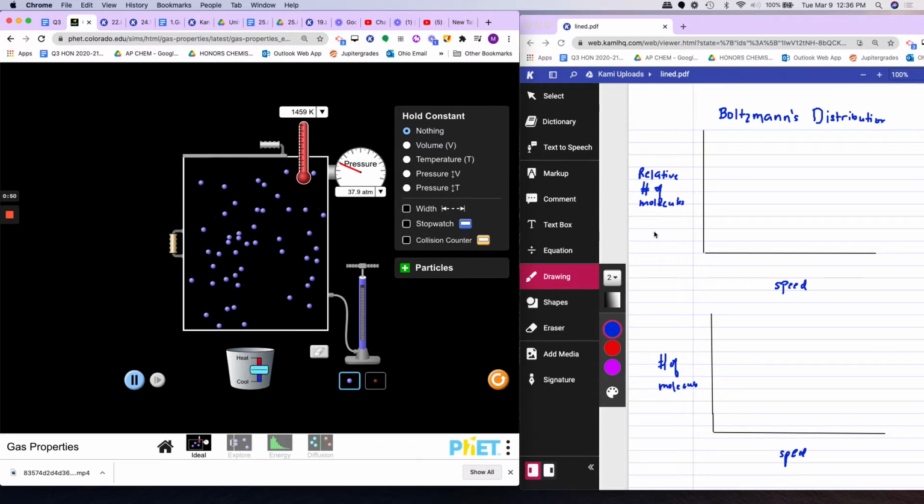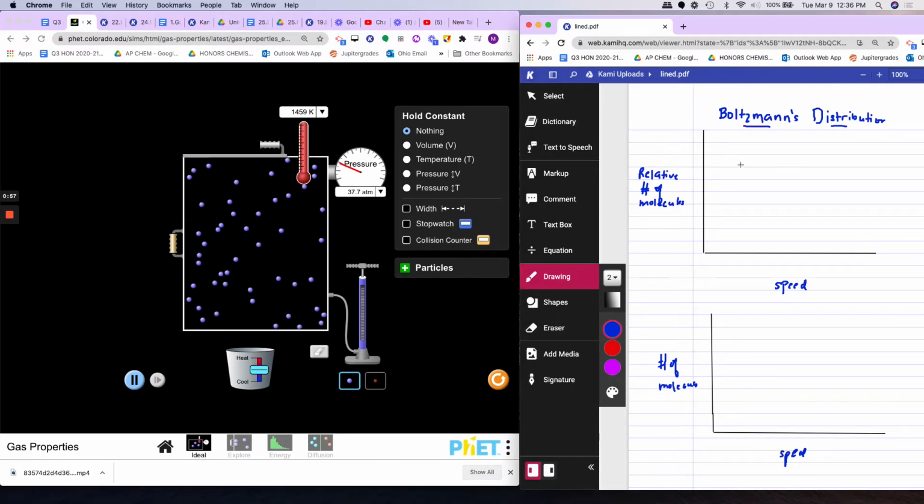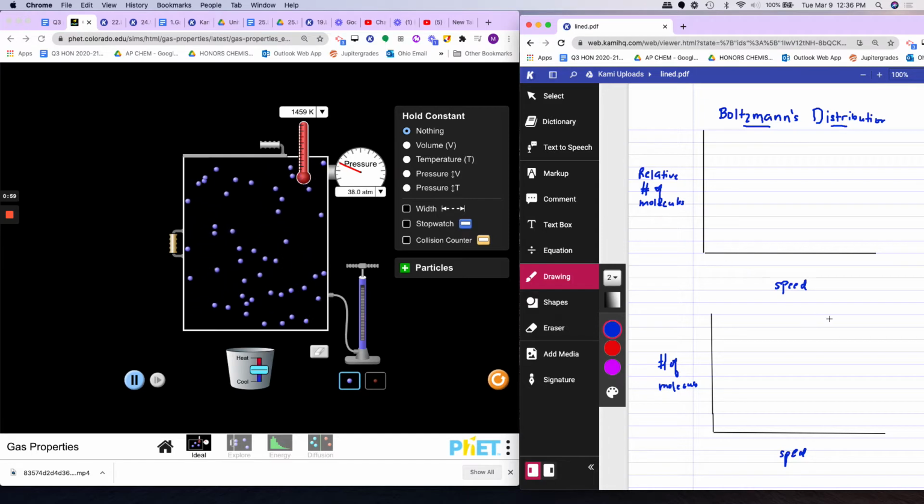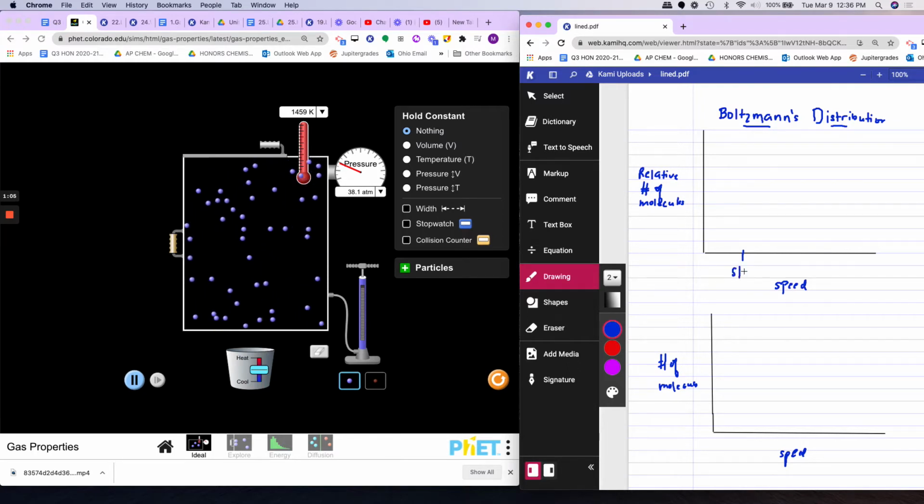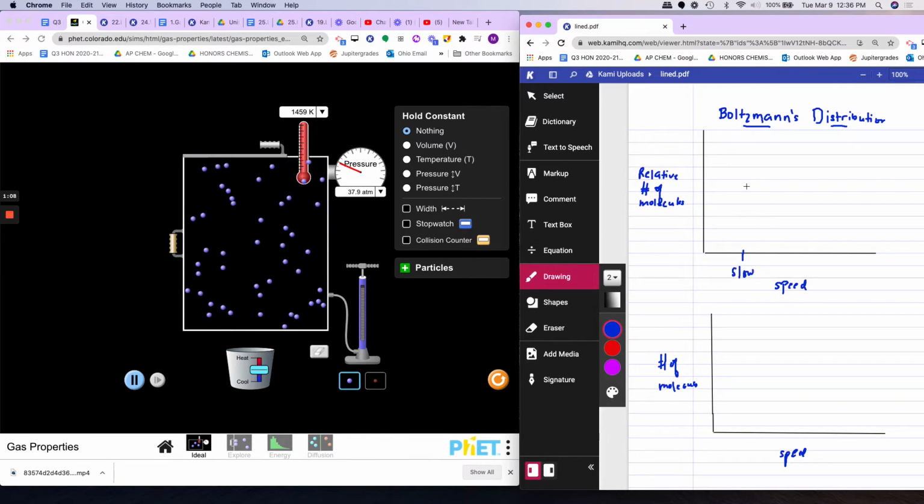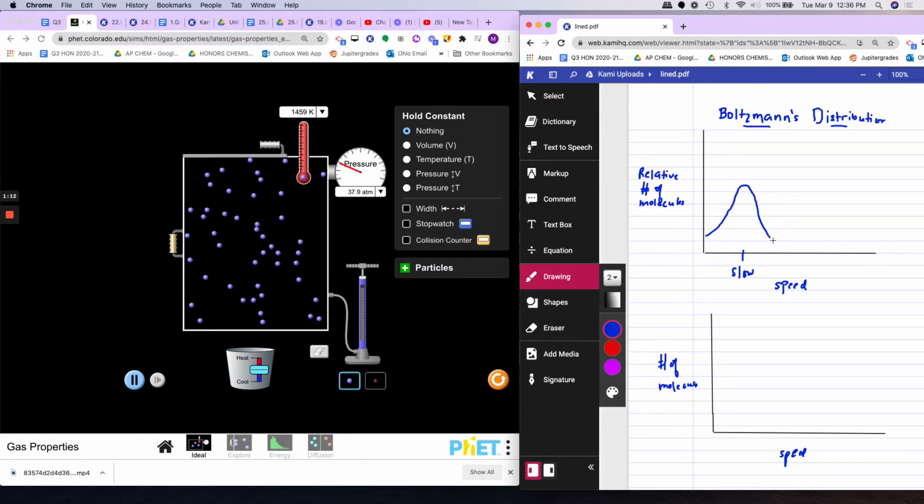So what I'm going to do here on this side is show you something called Boltzmann's distribution. Boltzmann is the name of the scientist, and the distribution tells you the relationship between the number of molecules and their speed. When it was cold, they're a little bit slow. Okay, so their average speed is around here. Okay, so this is when they're cold.